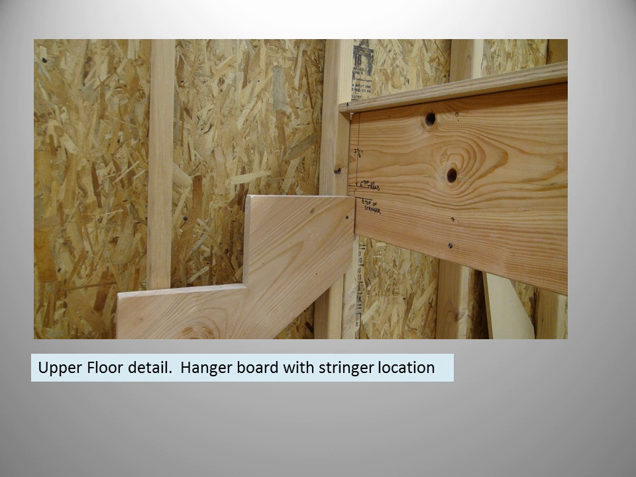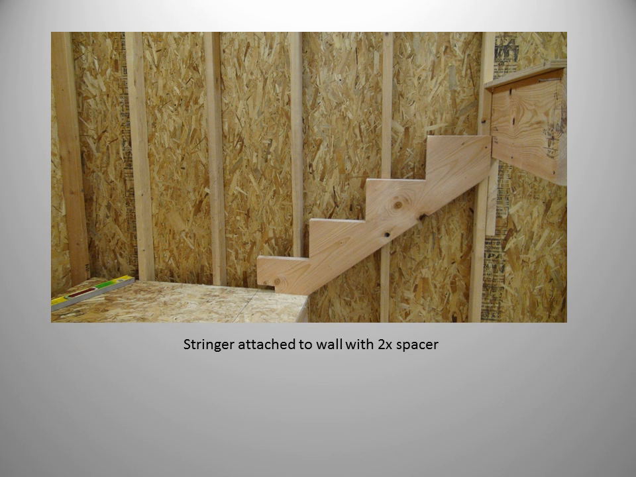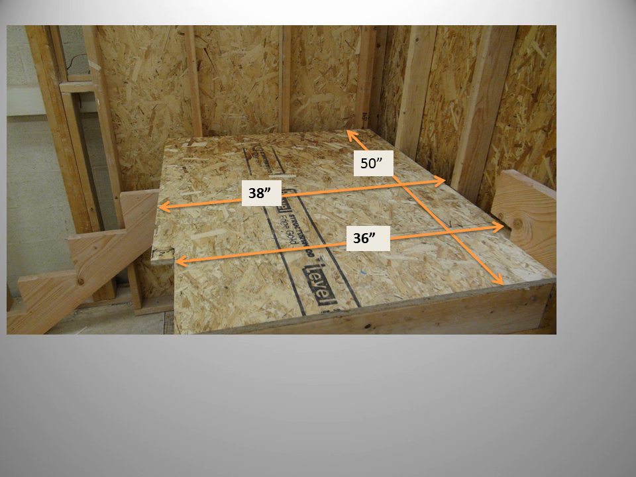And repeat the process for the upper stringer. And again, remember to install the spacer board between the wall and the stringer. Here is a review of our landing dimensions. To the upper left is our lower stringer. On the bottom right is the upper stringer.